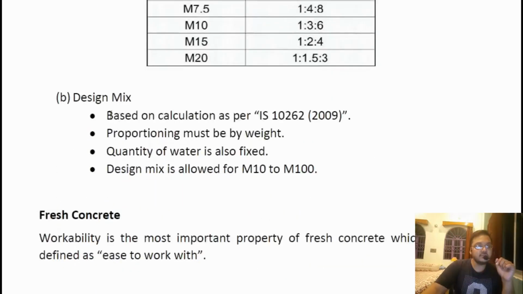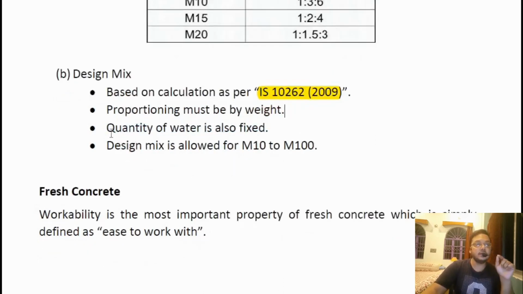Moving on to the design mix, it is based on the calculation as per IS 10262:2009. So this is the particular code which gives us the idea regarding the design mix, and all the procedures and necessary steps are given in this particular code. And this proportioning must be by weight. So the proportioning will be done with respect to the weight, and the quantity of water is also fixed. The quantity of water, whatever you are using, will also be fixed.